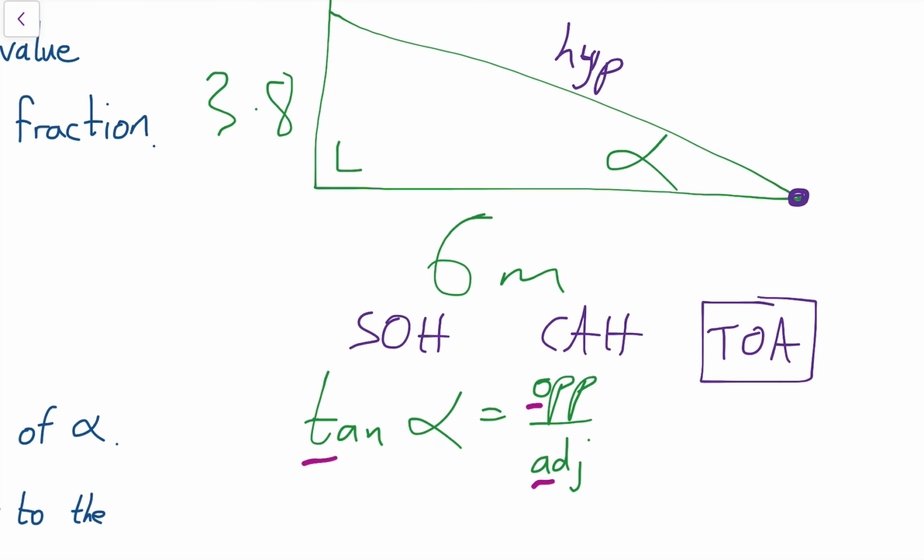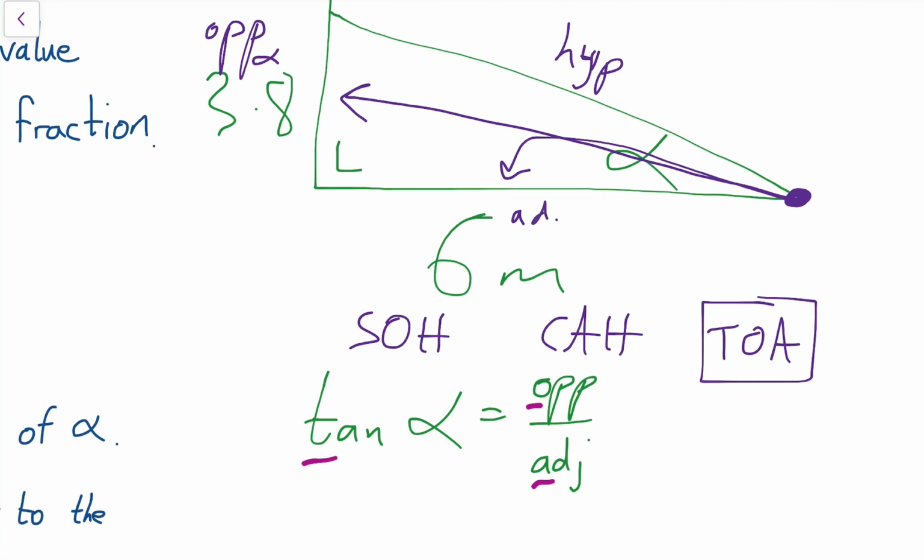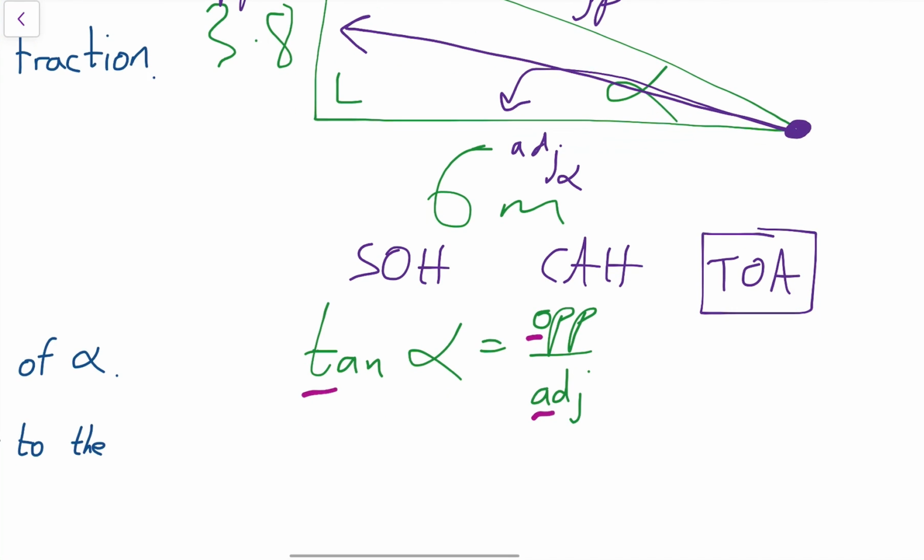Position yourself at the angle you're talking about and look into the triangular room, and there's my opposite. So 3.8 is my opposite, and the side that gets left over, the side at the end, is the adjacent. This side here is adjacent, so the adjacent is 6. So our opposite is 3.8 and our adjacent is 6, so tan of alpha equals 3.8 over 6.